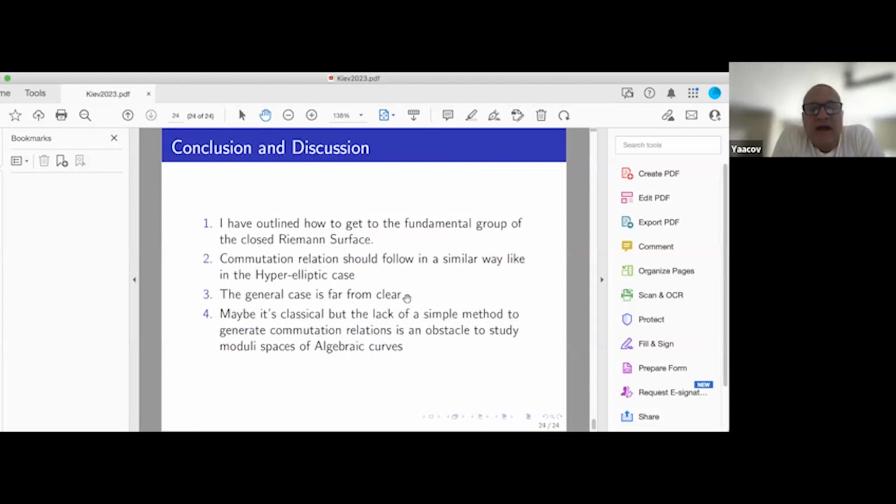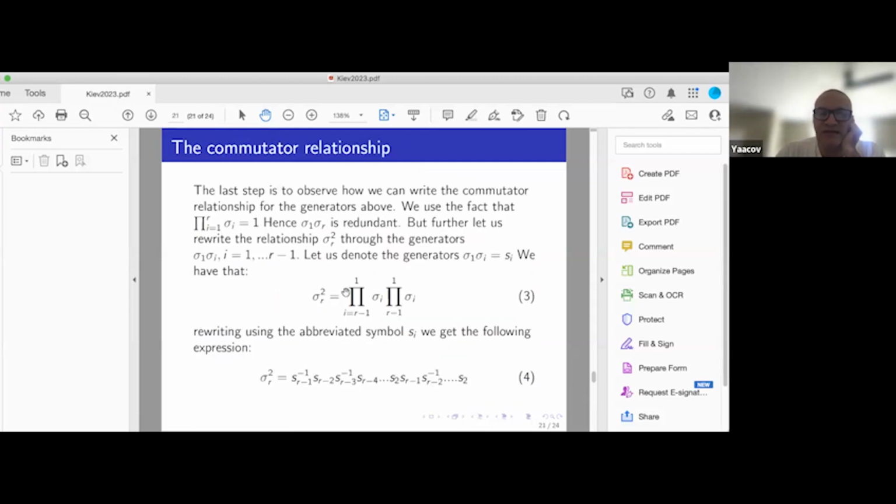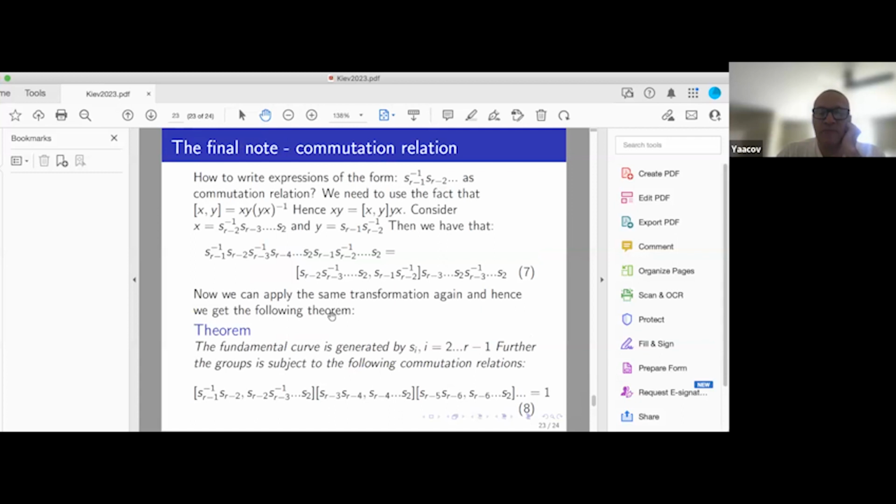So I've outlined how to get the fundamental group of the closed Riemann surface, and the commutation relation should follow in a similar way as in the hyperelliptic case. So you have this redundant relation with sigma r, and this is where sigma r is important, because if you didn't have sigma r, you wouldn't be able to get the commutation relations, guaranteed. Okay? So only in the compact version it works. For me, it was a great surprise.